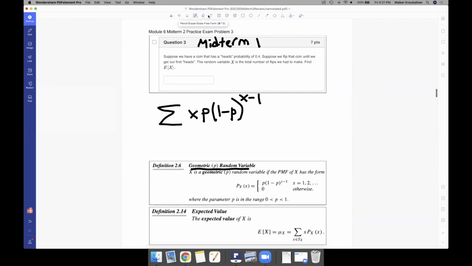The way I like to evaluate this, and there are a lot of good ways, is to list the first few terms. The first term is 1 times 0.4, because we're flipping until we get our first heads. The second term is 2 times 0.4 times 0.6. The third term is 3 times 0.4 times 0.6 times 0.6. The fourth term is 4 times 0.4 times 0.6 times 0.6 times 0.6.